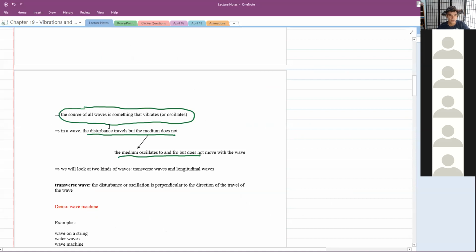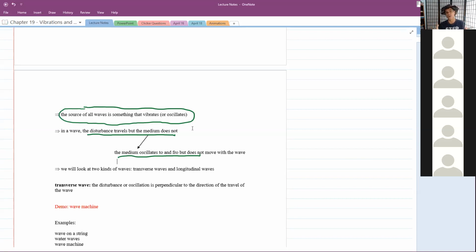So when I say the disturbance travels, but the medium does not, the wave is this sort of disturbance which is moving through space, but the medium is just oscillating either up or down or back and forth. It's not traveling along with the wave. So for example, when I'm talking, it's not air that's coming from my mouth and then traveling to your ears. My vocal cords oscillate back and forth. It causes this disturbance in air, which travels outwards. But if I were to look at any one air molecule, it's not traveling from my mouth to your ears. It's just oscillating back and forth. So the medium does not travel with the wave.